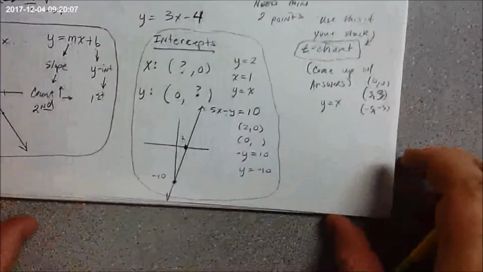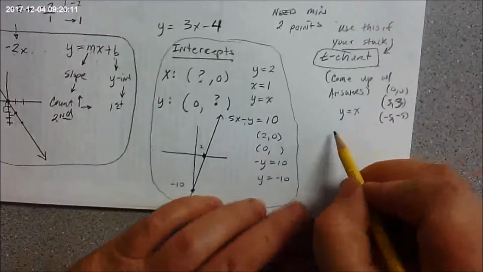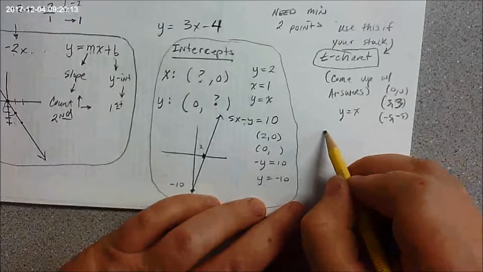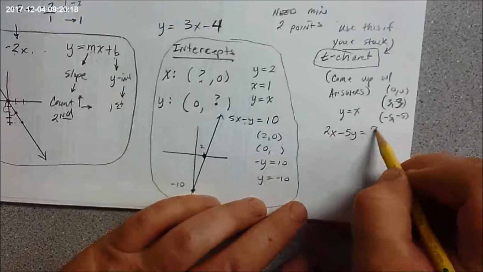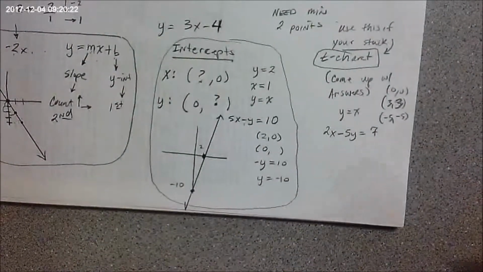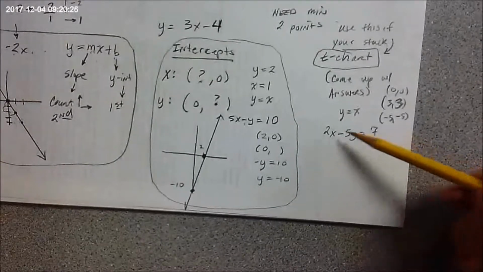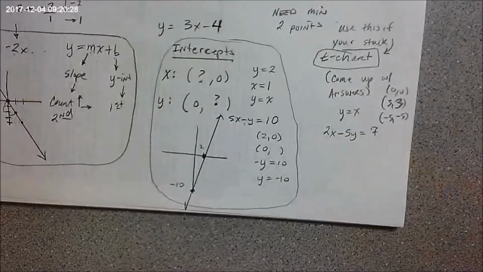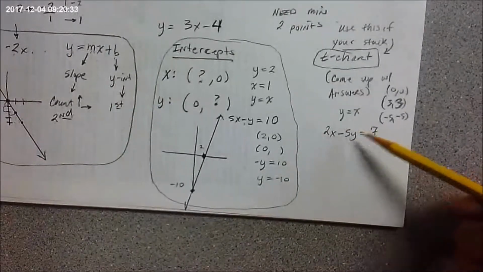Right, Maricela? So, Maricela, let's say we had something tricky. Let's say we had something like, I don't know, 2x minus 5y equals 7. That's a really ugly equation. And I can think of one answer right off the top of my head. 1, negative 1. Because that would make 7, right? Because 2 times 1 minus 5 times negative 1, that would make 7.